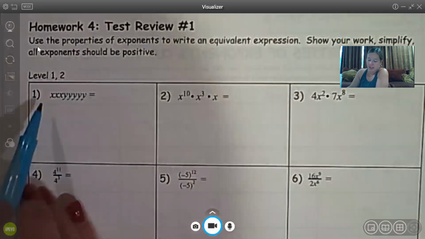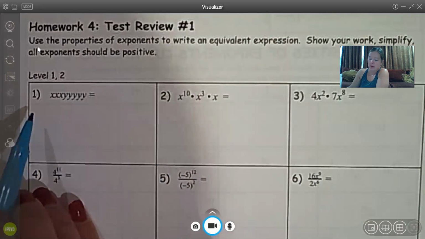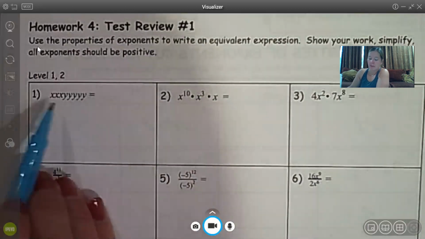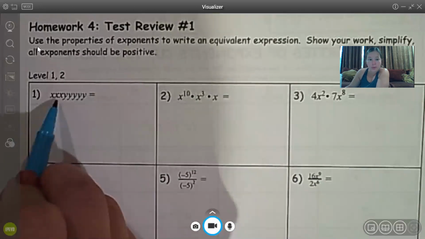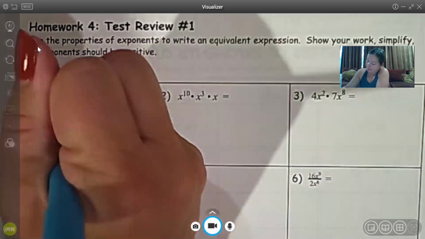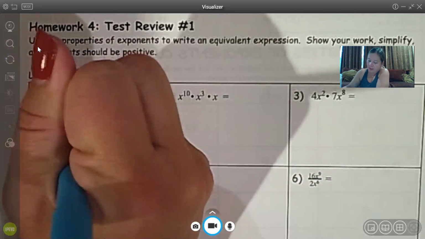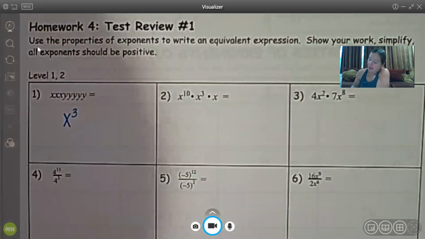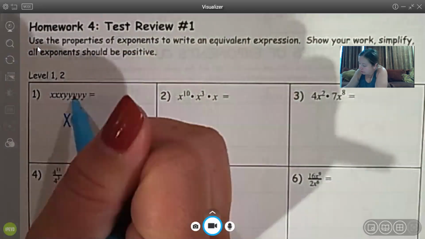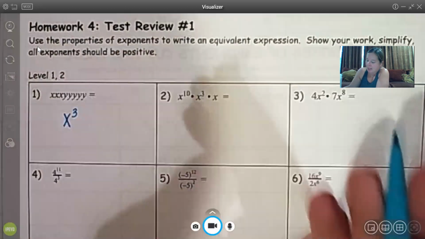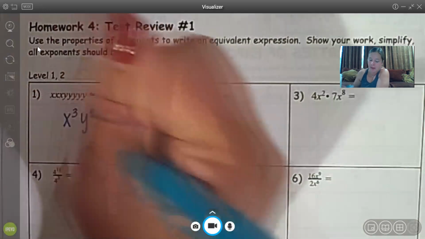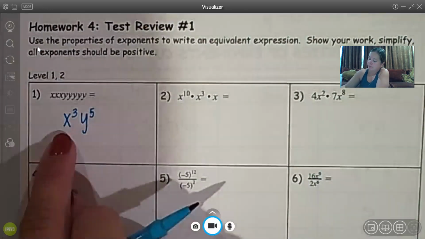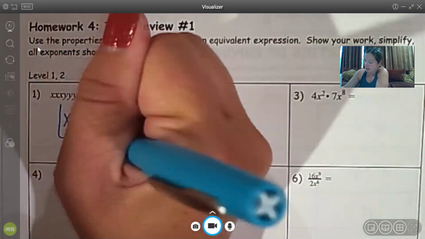Number 1, you can see the x, there's no number. Remember, if there's no exponent, then it's just 1. So there's 1, 2, 3 x's. X to the third. Then there are 1, 2, 3, 4, 5 y's. It kind of looks like it's written in expanded form with y to the 5th power. So our answer is x to the 3rd, y to the 5th.